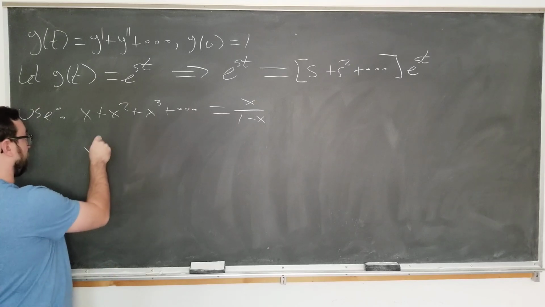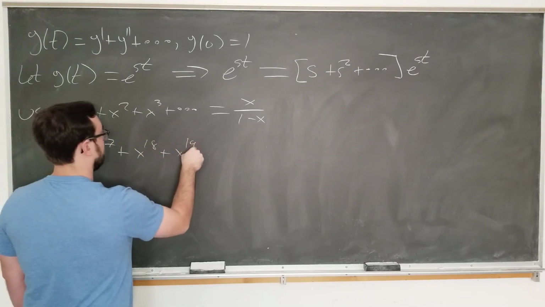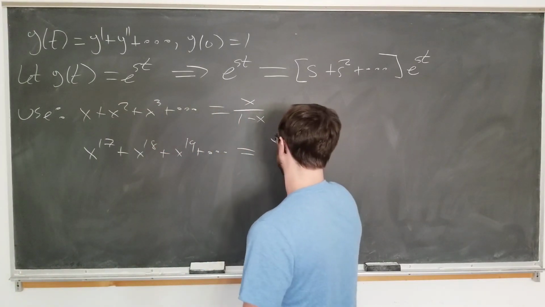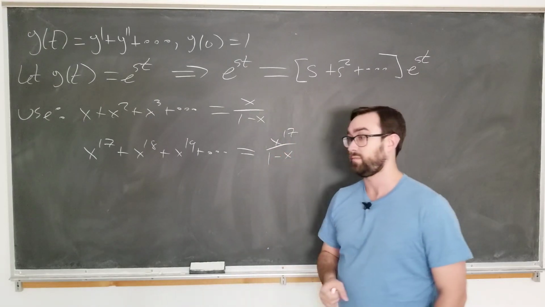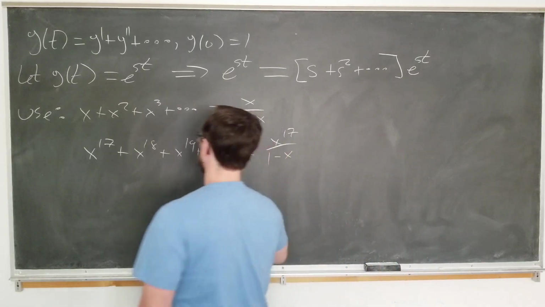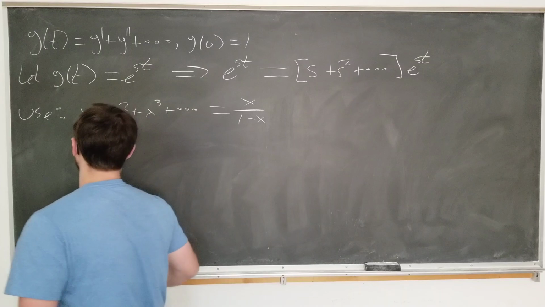In general, you can recall this if you wanted to leave off the first few terms. If you had x to the 17th plus x to the 18th plus x to the 19th plus etc., it will be nothing but x to the 17th over 1 minus x. So it's the tail of the geometric series. You can always do this. Just FYI.